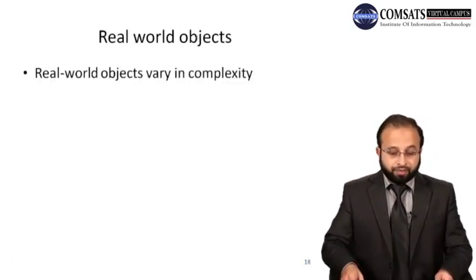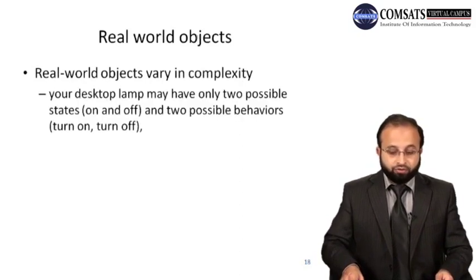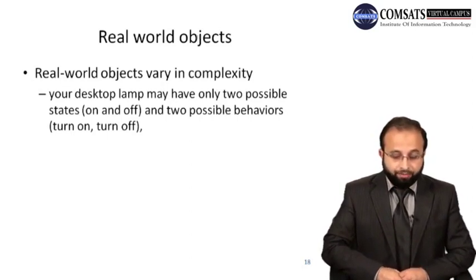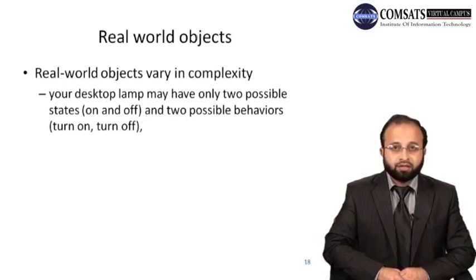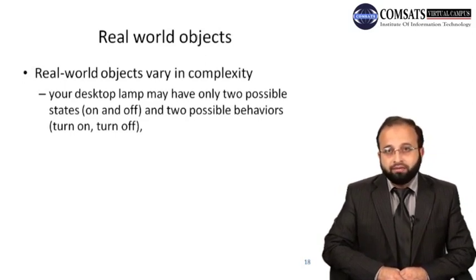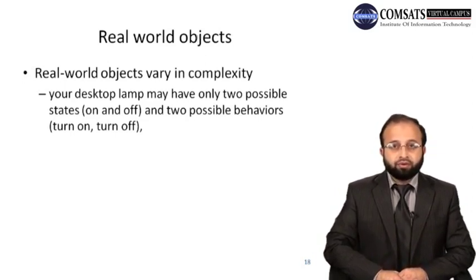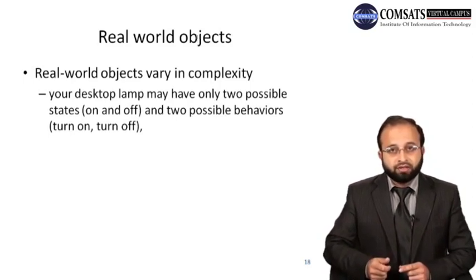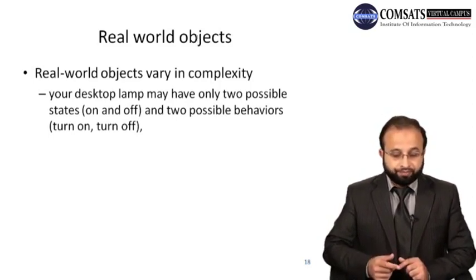Real world objects vary in complexity. Your desk lamp may have 2 possible states, on and off, and 2 possible behaviors, turning on and turning off. Now there is a very important point to be noted here, that is, you can always change the state of a real world object through that object's behavior. So whenever you want to change the state of that object, you have to play with the behavior of that object, right? You execute a particular behavior and then the state of the object is changed, right?